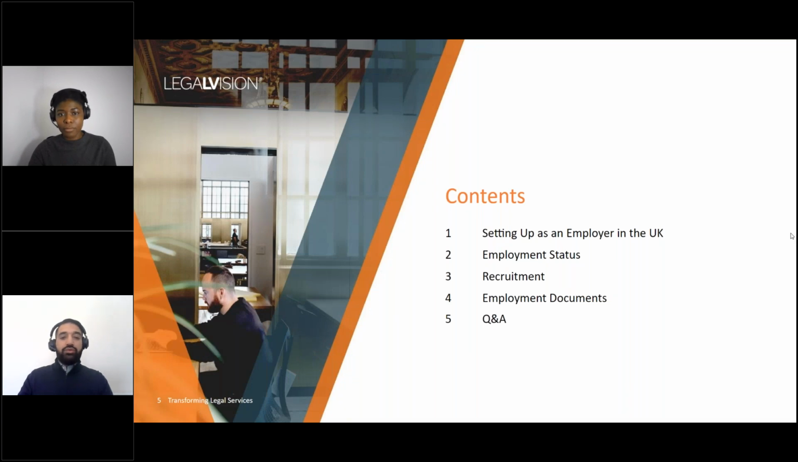So moving on to today's topics then. There will be a couple of topics that we're going to be running through today. Namely, we're going to talk about setting up as an employer in the UK and the various steps you need to consider when doing so. We'll then talk about the different types of employment statuses. So we'll talk about workers, employees, and the self-employed as well, and the differences between those and how to distinguish those as well. We'll then move on to talking about recruitment and the different steps to consider there. And finally, we'll talk about employment documents before moving to the questions at the end of the session.